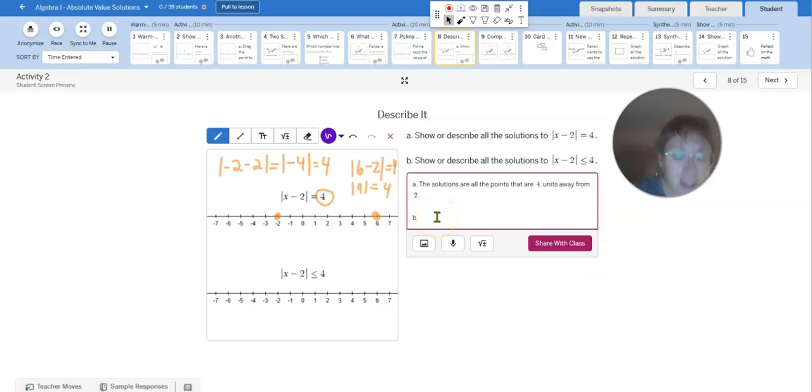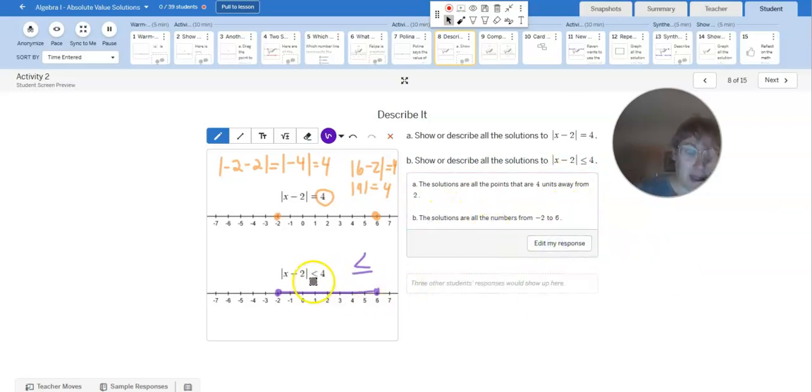Now for B, we're still looking at those same boundary points of negative 2 and 6, but now I'm going to do a closed circle because it's less than or equal to. So now these are all the numbers between negative 2 and 6. All of these values are between negative 2 and positive 6, so all of these will have an absolute value of 4 or less. Beautiful.